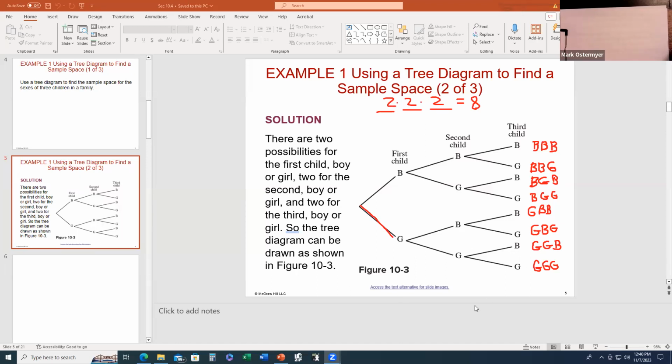All right, so there's 8 outcomes there. Any questions how we got the 8 outcomes?